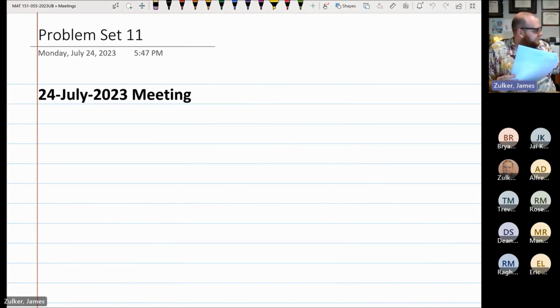We are going to be examining derivatives of exponential, logarithmic, and trigonometric functions this evening. So block A, the first block of this evening's meeting, will be the exponential and logarithmic functions. Then block B, the second block, we will be looking at trigonometric functions.